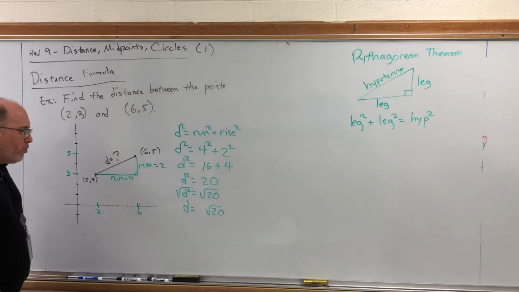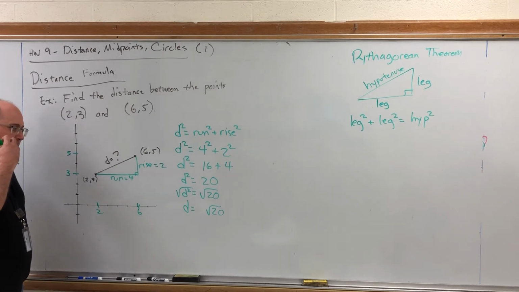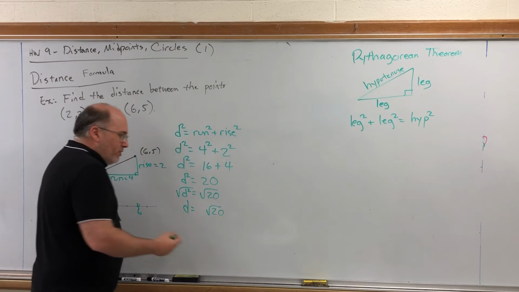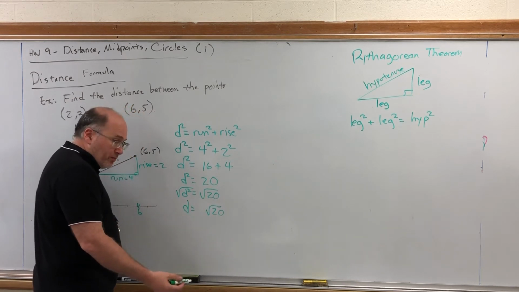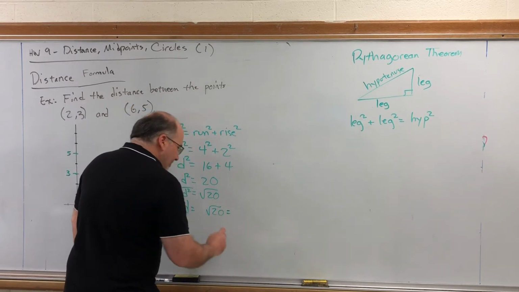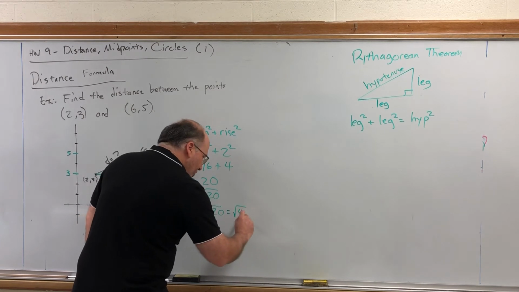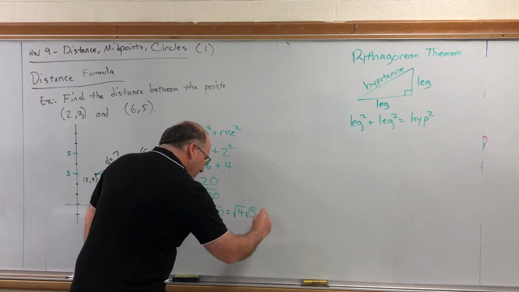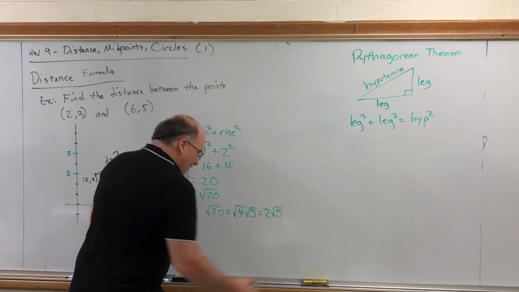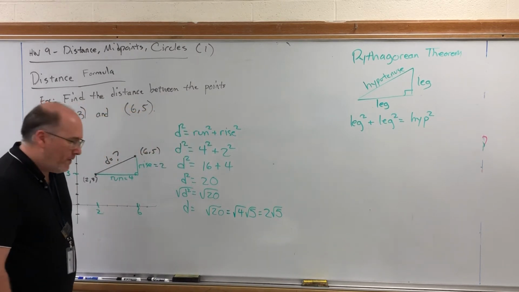Now, if this were a homework question, it would not accept the answer square root of 20 because they will expect you to simplify your square roots completely. In this case, you could break down the square root of 20 into the square root of 4 times the square root of 5 and get 2 times the square root of 5 as your final exact answer.